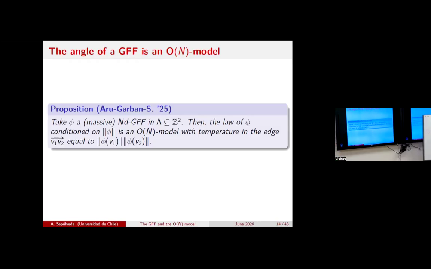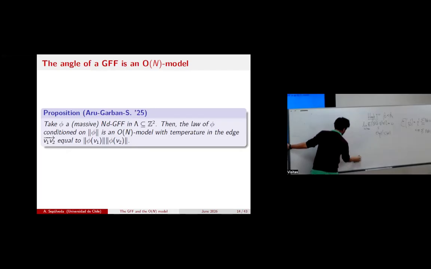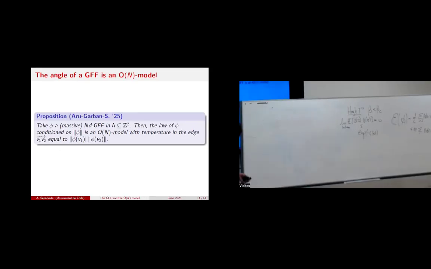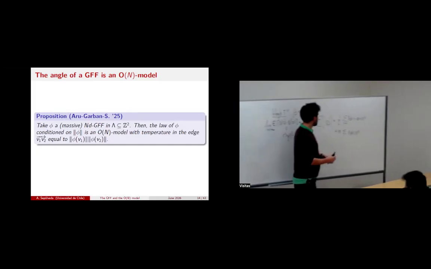Okay. So the first thing is that spin O(N) models are just GFFs. That's an observation that was made for the Ising model by Wendelin Werner and Lupu. It's quite easy to generalize, but they didn't do it, so we can claim that we did it. The main idea is that you can condition on the norm of a GFF here.